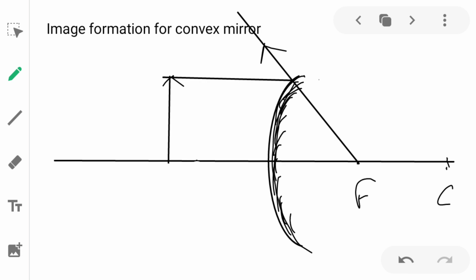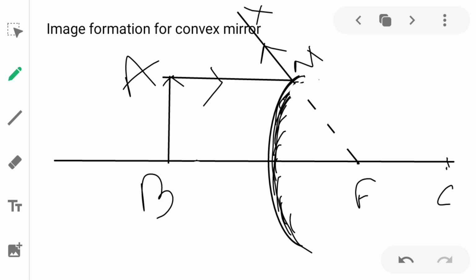When it is extrapolated, it meets at F. See, this is our object AB. It is incident at point M. So the incident ray AM gets reflected in the direction MX. It gets diverged. But how does it get reflected? The parallel incident ray AM, how does it get reflected?